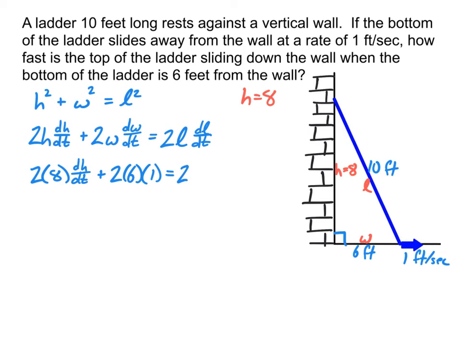And then it's going to be 2 times the length, that's the length of my ladder, which is 10, times dl over dt. Now this is how quickly the length is changing. The length of the ladder at the moment is 10 feet. Is the ladder expanding as it's sliding down this wall? No. Is it shrinking as it's sliding down the wall? No, it's a 10-foot ladder. This is a fixed length. And so for that reason, dl over dt is 0.